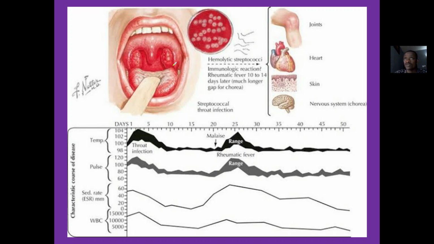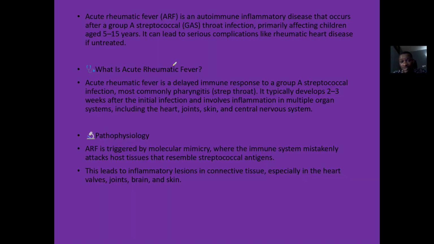Now as it got into the bloodstream, the body is trying to curtail it, defend itself against the group A Streptococcus. The body is now producing some antibodies, but unfortunately those antibodies can cross-react with some human tissues. They can cross-react with cardiac myosin, causing inflammation in the heart. They can cross-react with synovial fluid, causing inflammation in the joints. They can cross-react with the basal ganglia, causing chorea. Do you understand? That's the story around this.